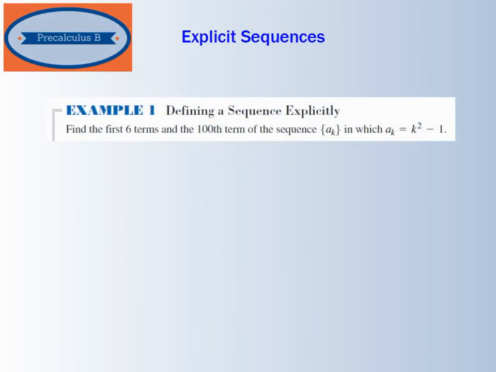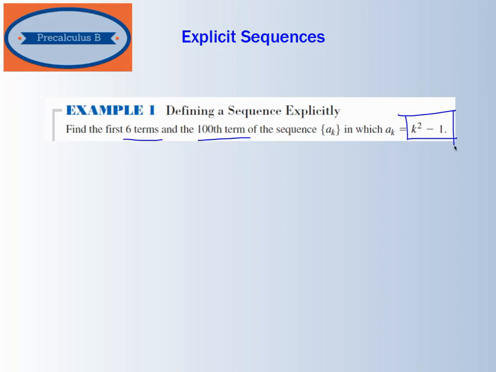So to start out, we're going to take a look at what we call explicit sequences. And what that means is we're going to define a sequence based on a specific formula where we can just plug in a value for k and it will determine the value for that number in the sequence. So for example, if I said find the first 6 terms and the 100th term of a sequence a sub k, in which a sub k is equal to k squared minus 1. This is the explicit formula, k squared minus 1.